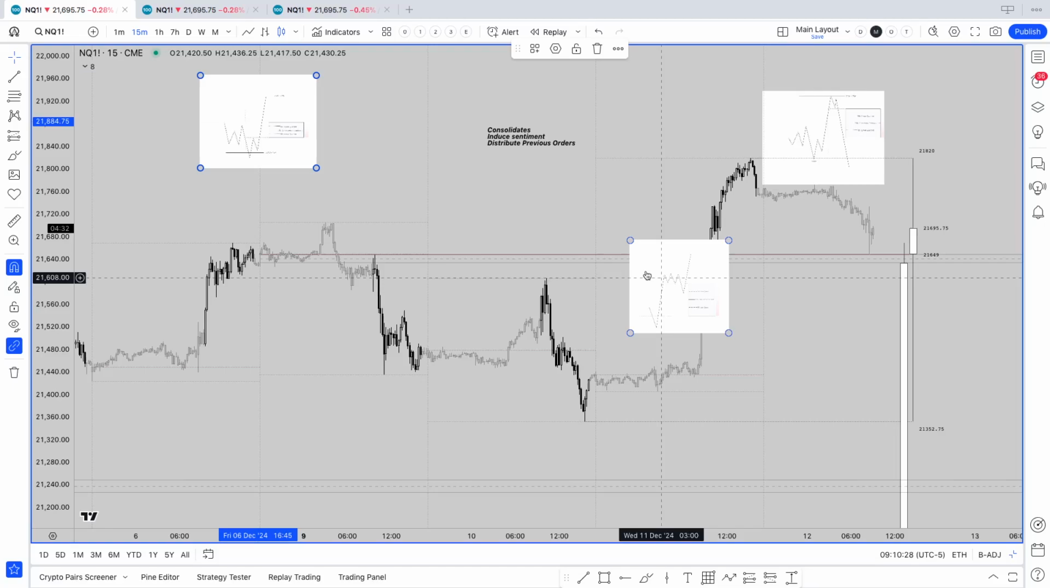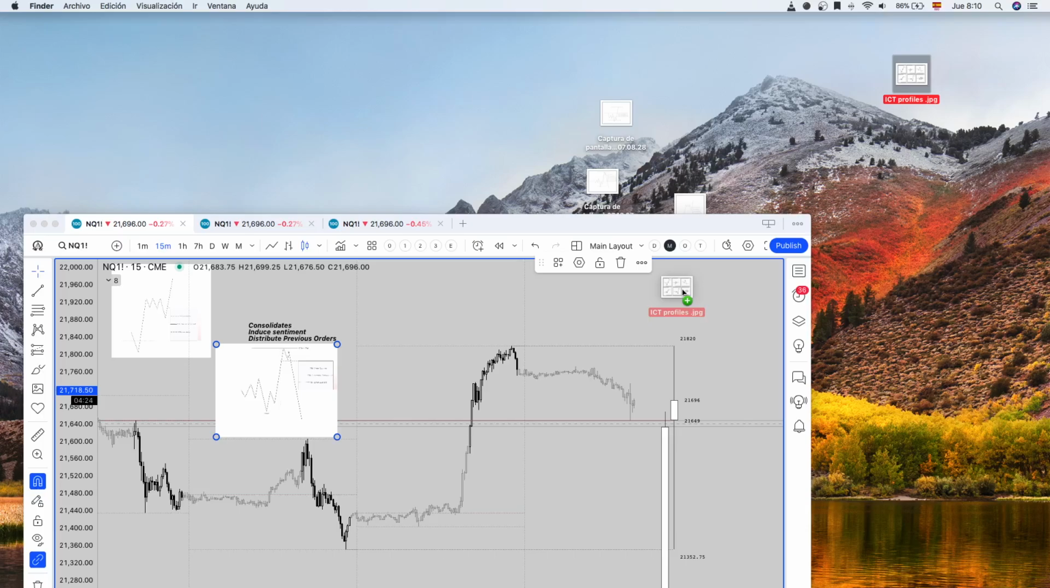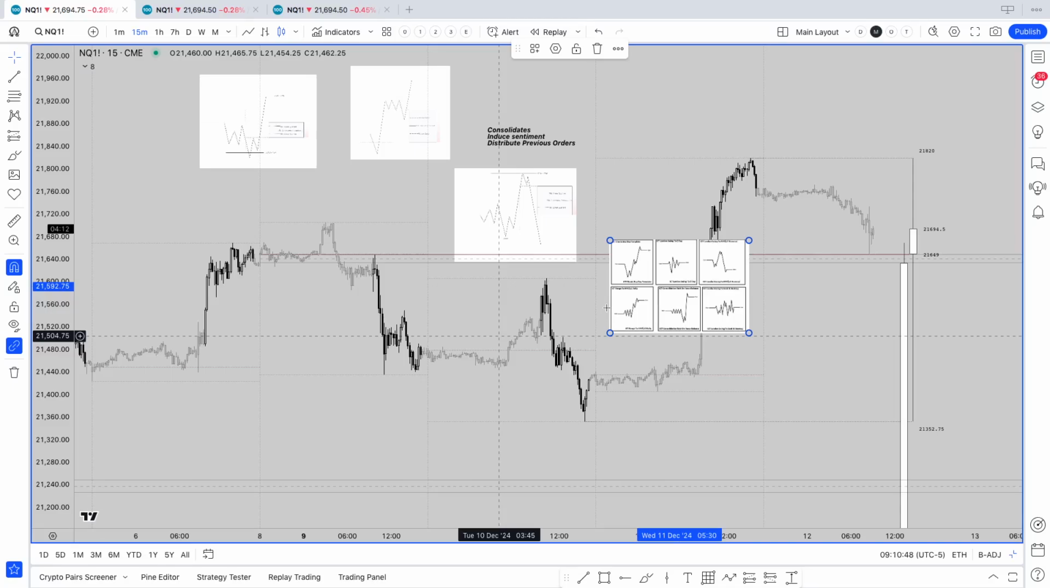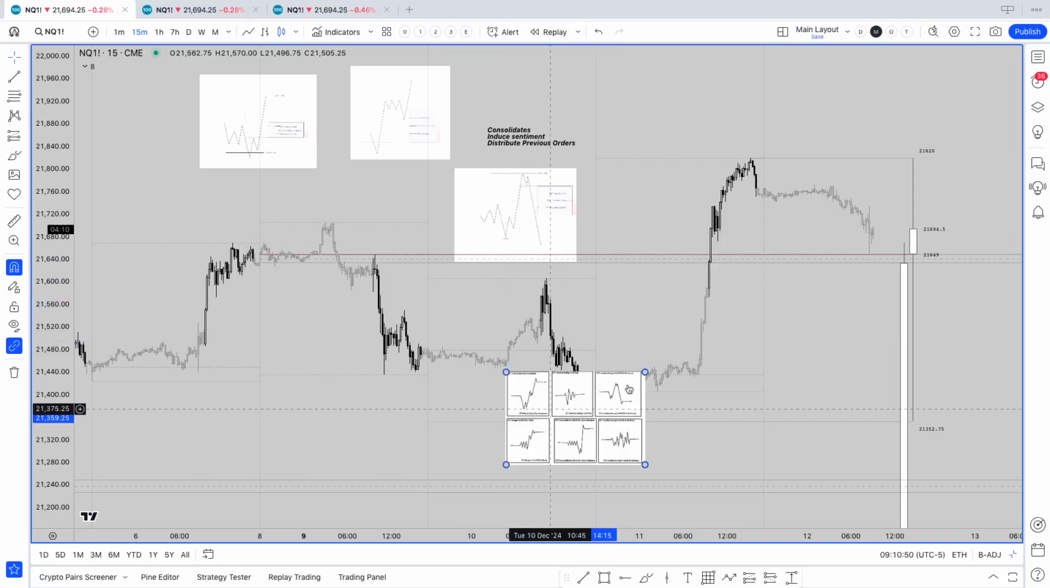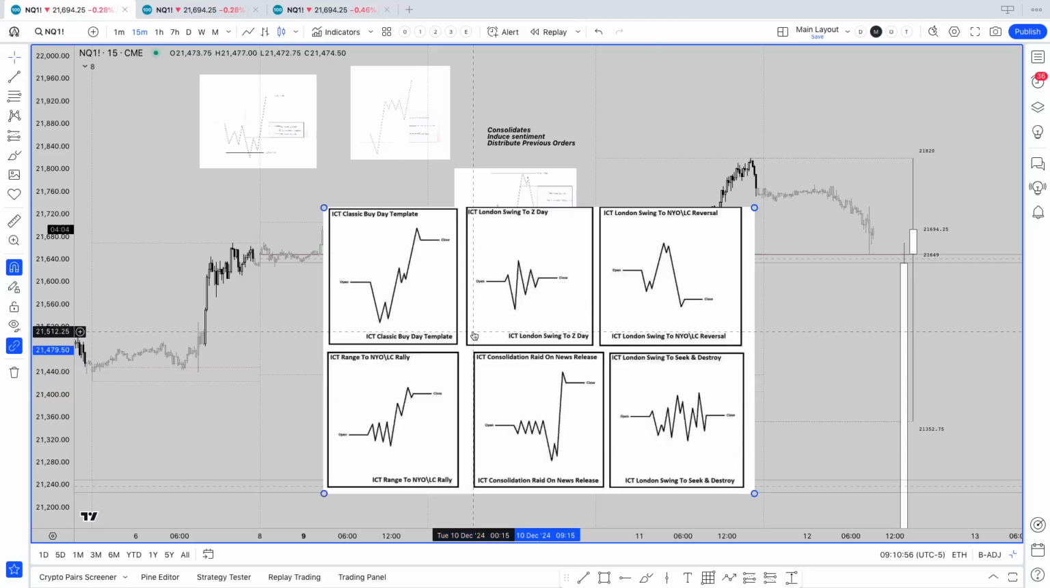So ICT has six profiles for intraday profiling. For me, profiling is really important because it's the easiest way to anticipate the market conditions and what the market can do during the day. So these are the classic six models, or profiles, that ICT mentioned.